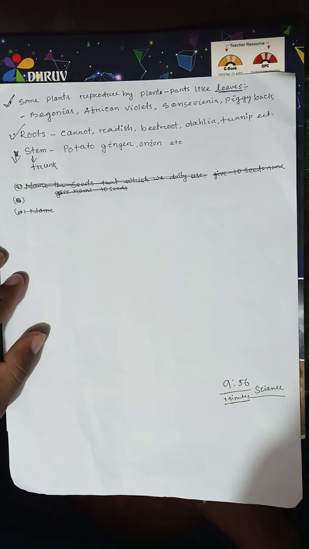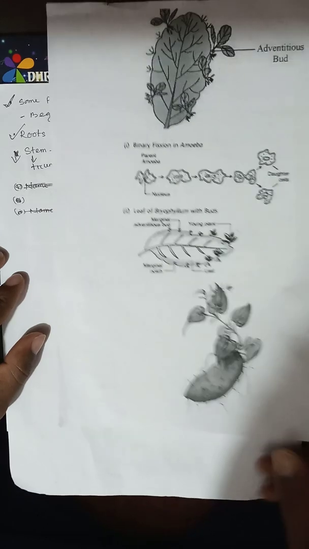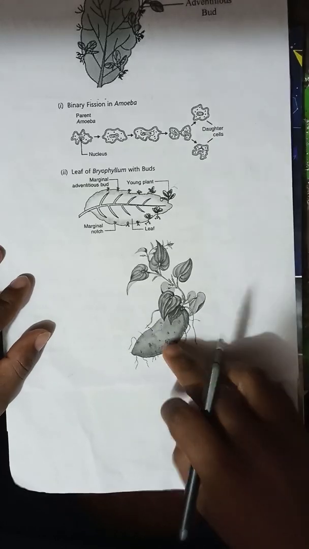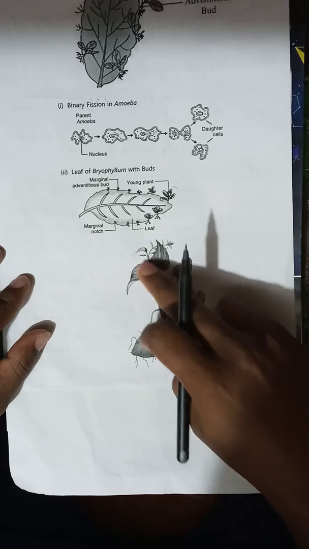So how do they reproduce through roots? For example, I have given carrot, radish, beetroot, dahlia, turnip, etc. These are the roots. Through roots, they reproduce the plants. Here I have given examples of how plants germinate through roots.